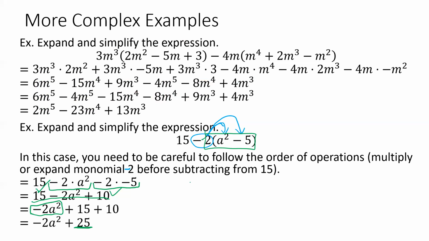And when we're multiplying, obviously that's different, right? We put the coefficient, the number in front. But in this case, I leave it as negative 2a squared plus 25. And then that's my final expression there.